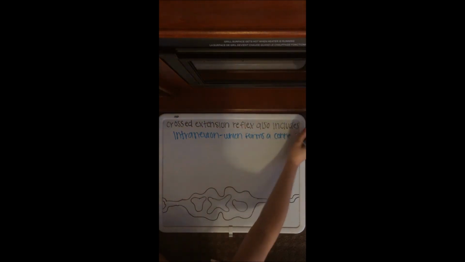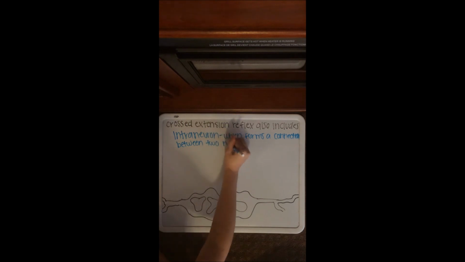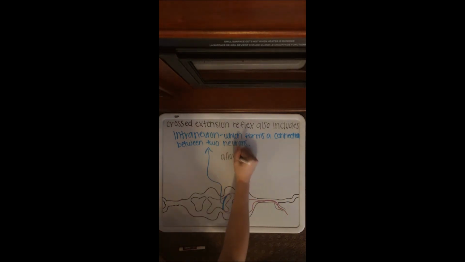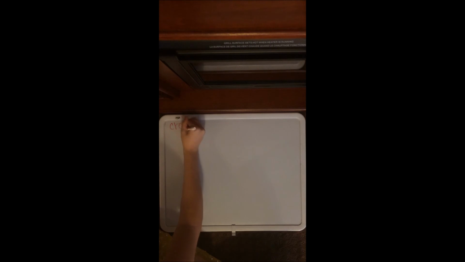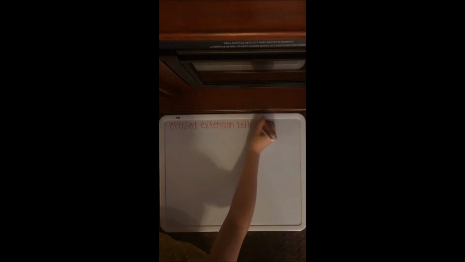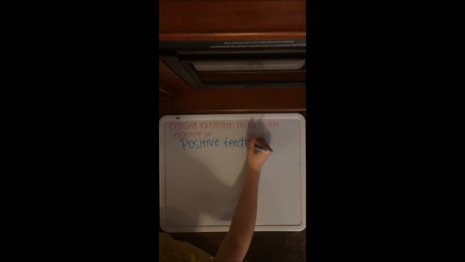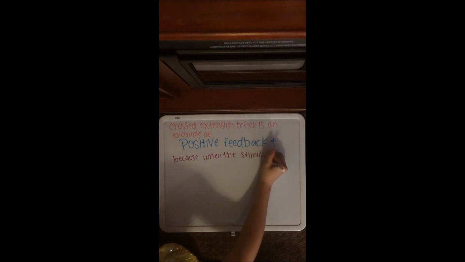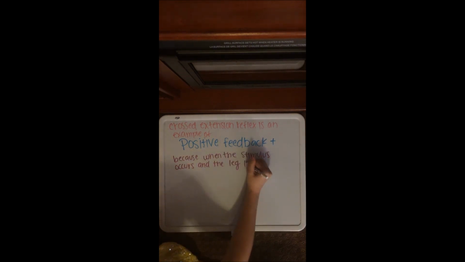Cross-extension reflex also includes interneurons, which form a connection between two neurons and allow important information to be transmitted. Cross-extension reflex is an example of positive feedback because when the stimulus occurs and the leg lifts up, everything keeps occurring in the following processes until the pain stimulus is gone.